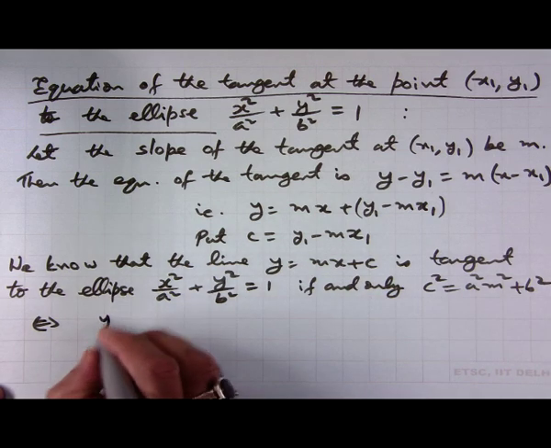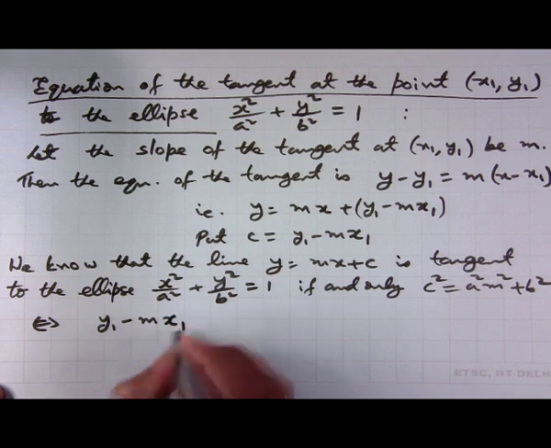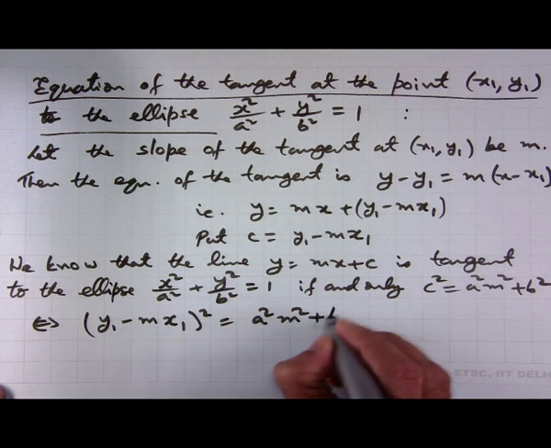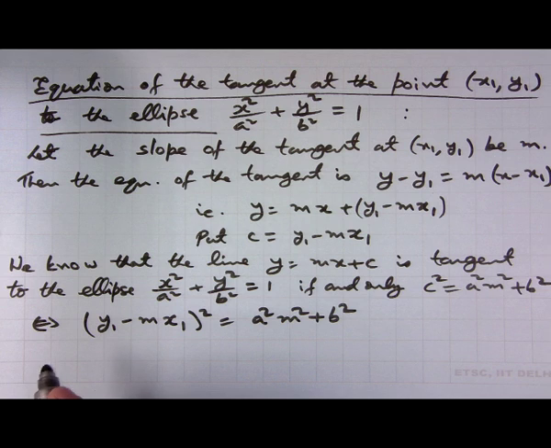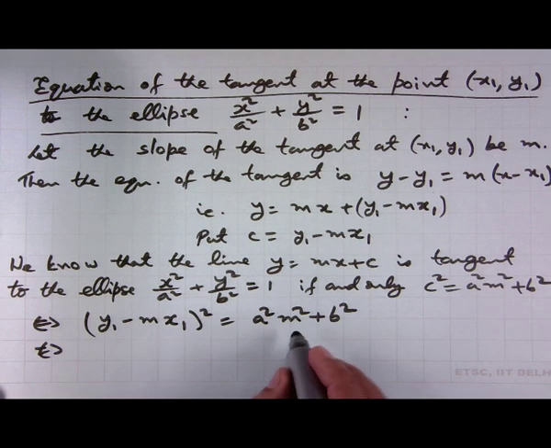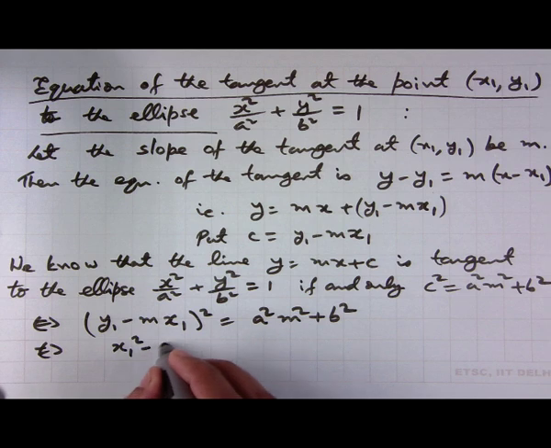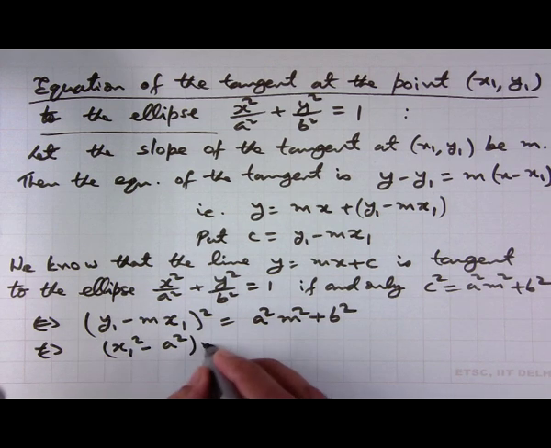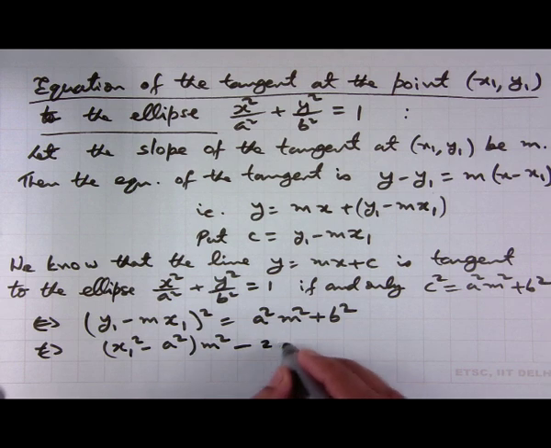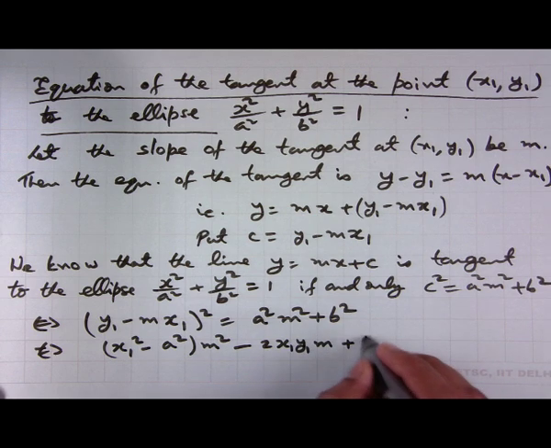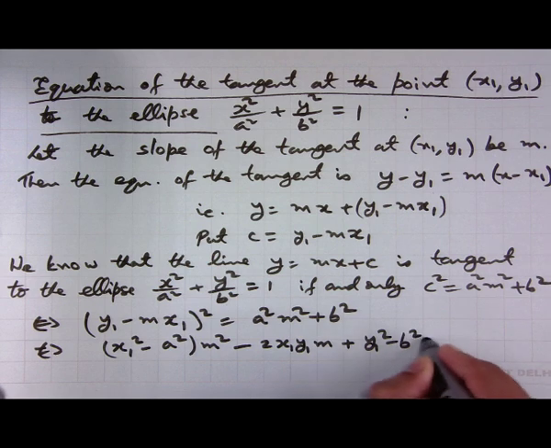(y1 minus m x1) square equal to a square m square plus b square, and this, you can see, is a quadratic equation in m. This is equal to (x1 square minus a square) m square minus 2 x1 y1 times m plus y1 square minus b square equal to 0.